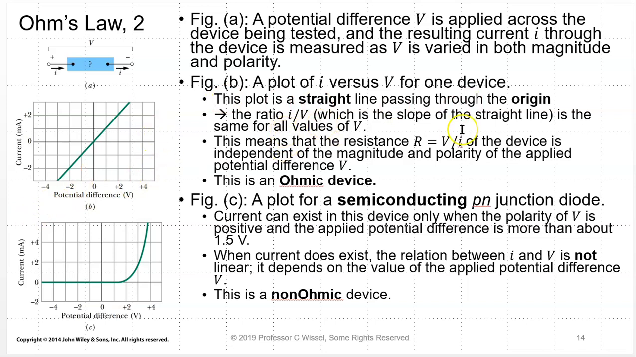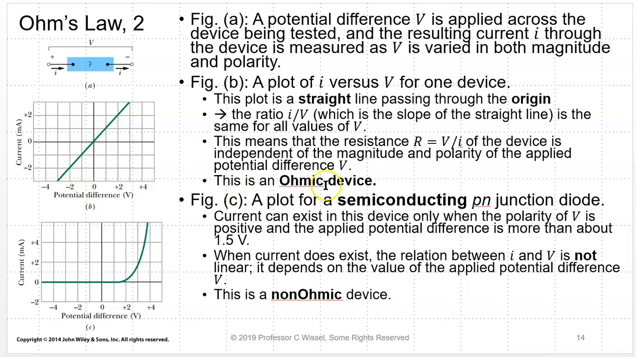The ratio I over V, which is the slope of this line, is the same for all values of V, so it's got a constant slope. This means that the resistance R, which equals V over I of the device, is independent of the magnitude and the polarity of the applied potential difference. So in other words, it works the same even when V is less than 0.